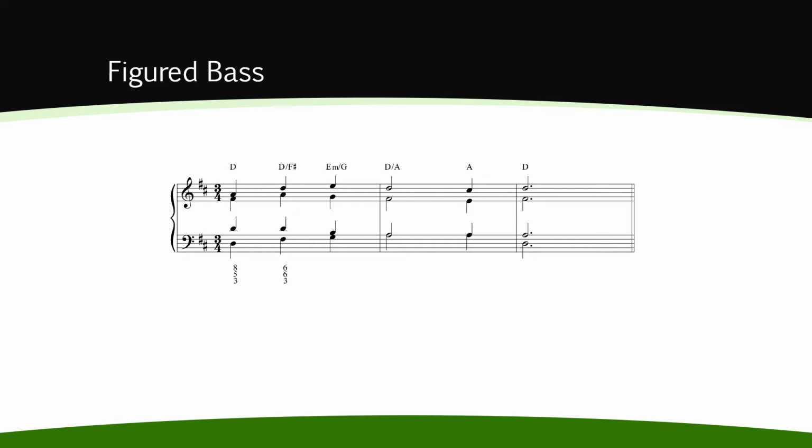Let's look at the third chord. The tenor is a third above the bass, so we put a 3 in the figured bass. The alto is an octave above the bass, so we put an 8 in the figured bass. The soprano is a compound sixth above the bass, so we put a 6 in the figured bass. We can repeat this procedure for the remaining chords.